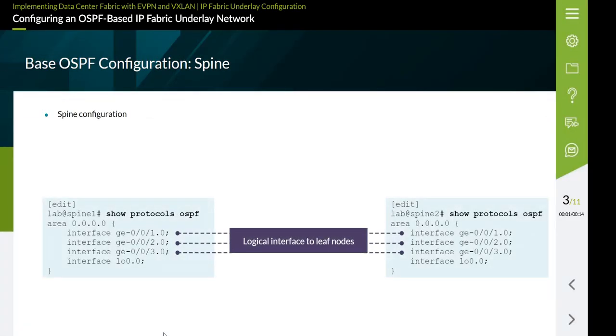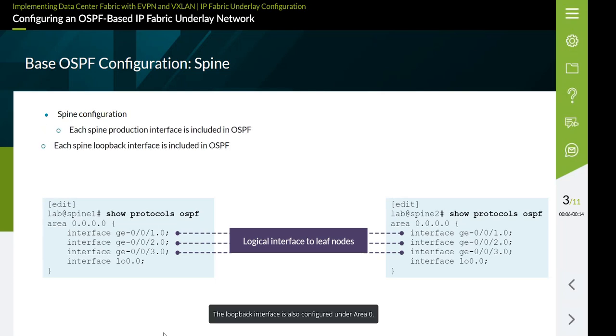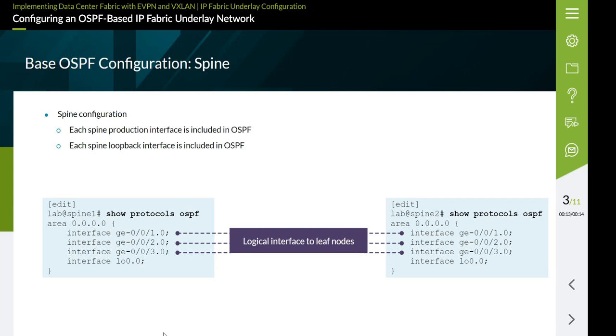On the spine nodes, the fabric interfaces are configured under OSPF Area 0. The loopback interface is also configured under Area 0. A similar configuration is implemented on all spine nodes.